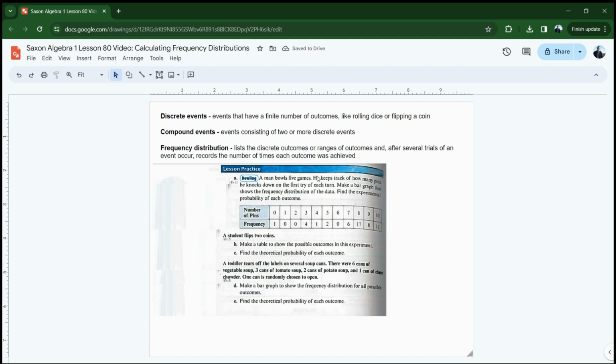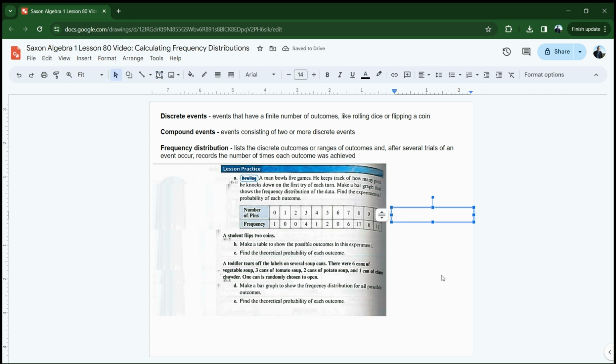So if a man bowls 5 games and keeps track of how many pins he knocks down on the first try of each turn, we can make a bar graph that shows the frequency distribution of the data. Now, here's the thing I need you to understand. This chart is a frequency distribution. So is the bar graph. The bar graph is like a picture of the frequency distribution. Why is this a frequency distribution? Because it shows the number of times each one of these outcomes was achieved. So here's what I'm going to do. We're going to make a horizontal table and we're going to go 1, 2, 3, 4, 5. Oh no, I forgot 0, because 0 is a possibility too.